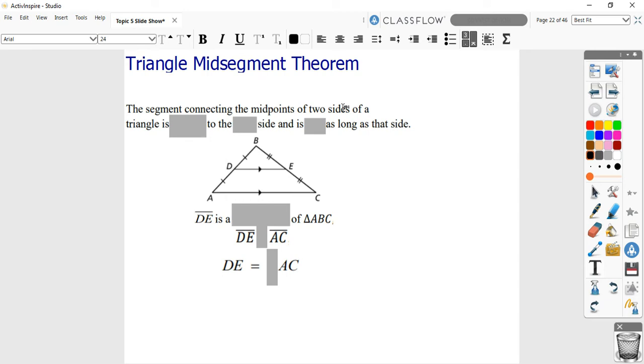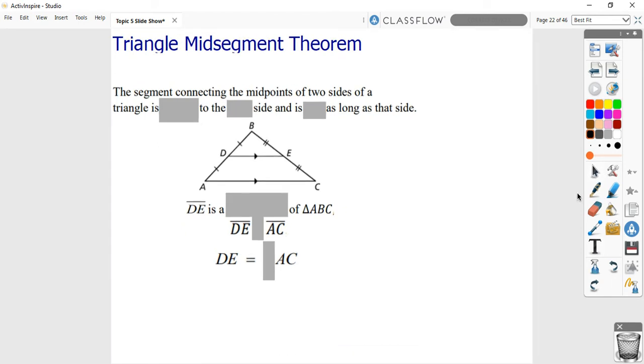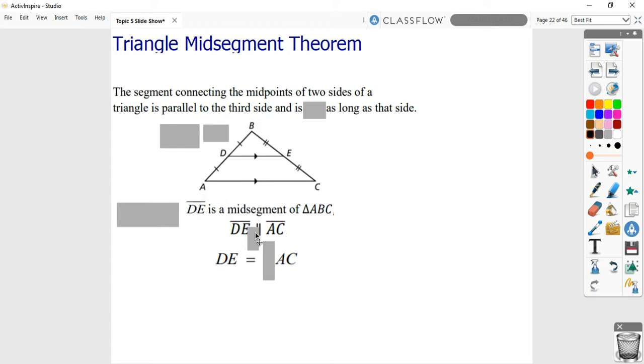All right, the next thing we're looking at is the triangle mid-segment theorem, and there are two parts of it. The first part says that the segment connecting the two midpoints, the mid-segment, is parallel to the third side. As we look at this diagram, if our mid-segment is DE, then DE is parallel to AC. That's the first part of it.